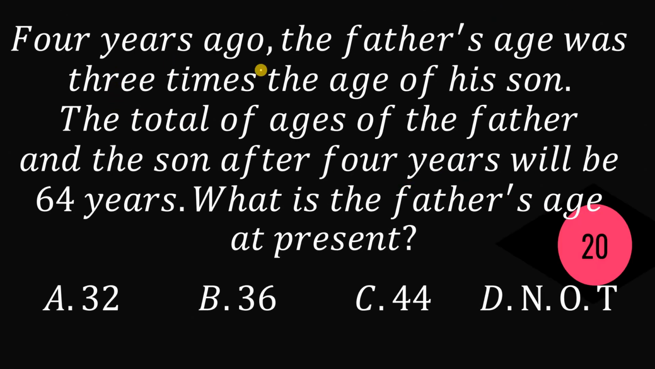So here's the question. 4 years ago, the father's age was 3 times the age of his son. The total ages of the father and the son after 4 years will be 64 years. What is the father's age at present? 32, 36, 44, or none of this? And now, here's the solution.